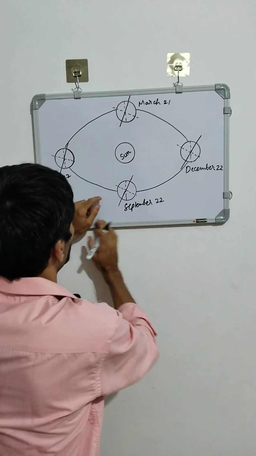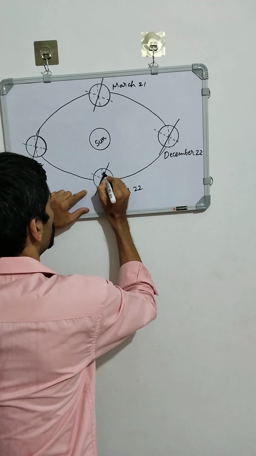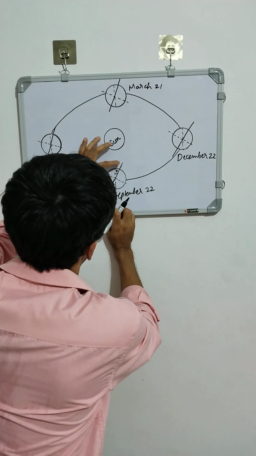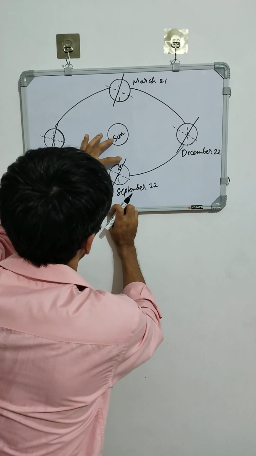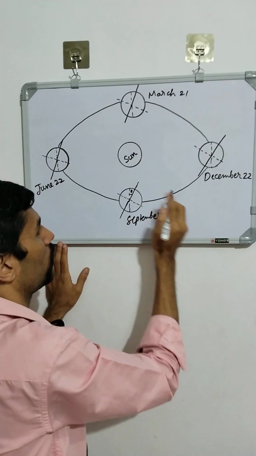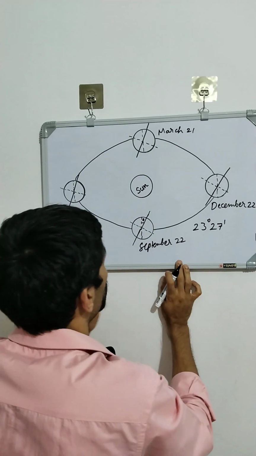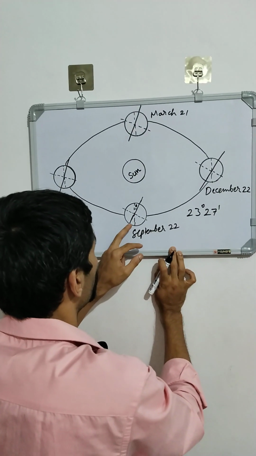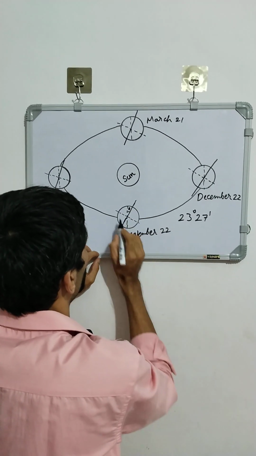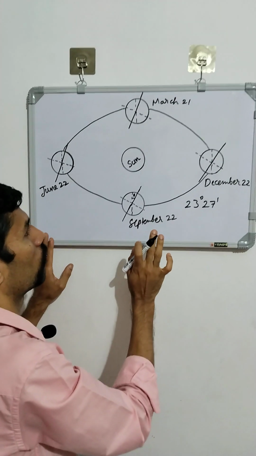See, this is the Earth and this is the axis of rotation of our planet. This is the angle, and it is inclined by 23.4 degrees. Actually the exact value of this axial tilt is 23 degrees 27 minutes. We approximately call it 23.5 degrees. This is the axial tilt and this is the equator. Now let us see four different positions of our planet.